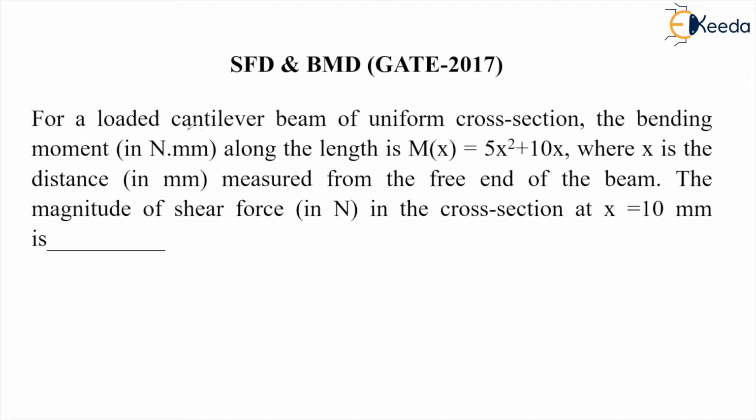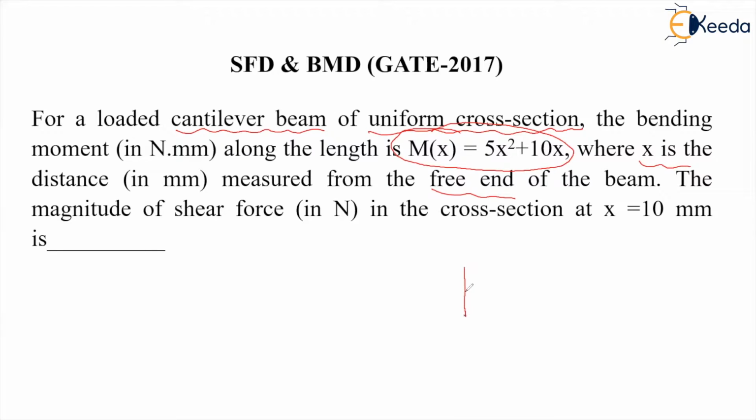So we have a cantilever beam. The cross-sectional area of the cantilever beam is uniform. Bending moment at a distance x is given to us. Loads are such that the bending moment is parabolic, that is 5x squared plus 10x. And the x is taken from the free end, right?